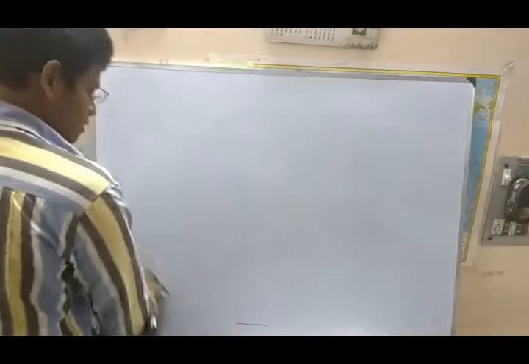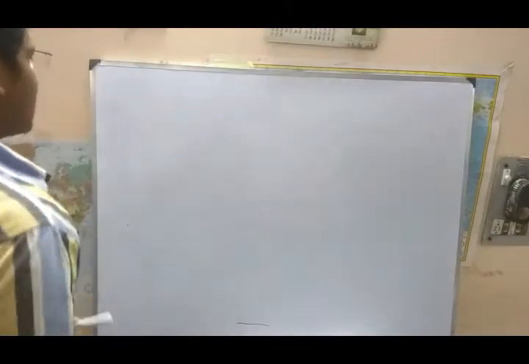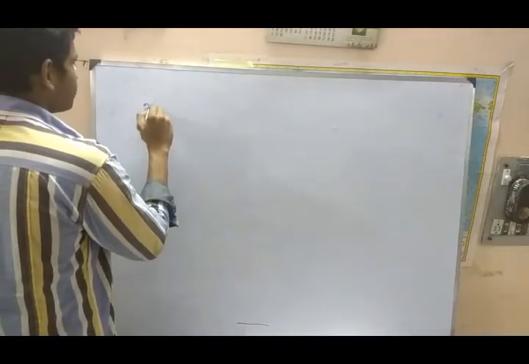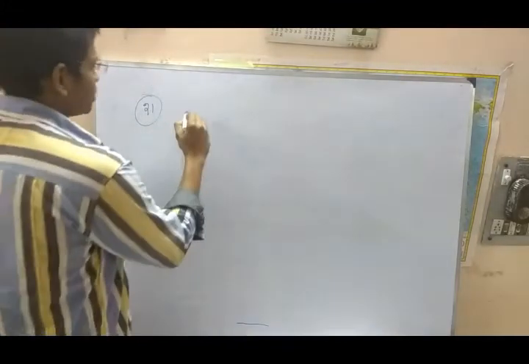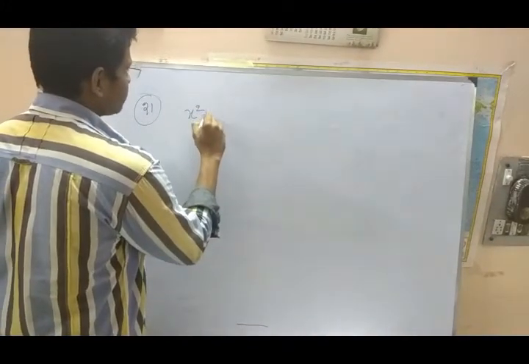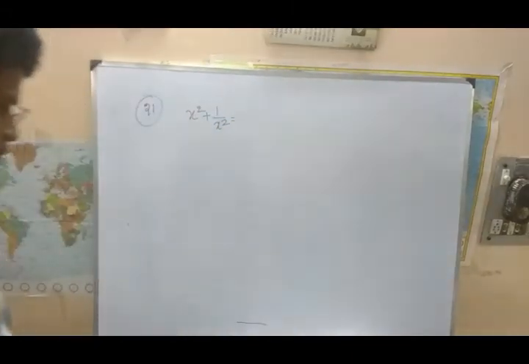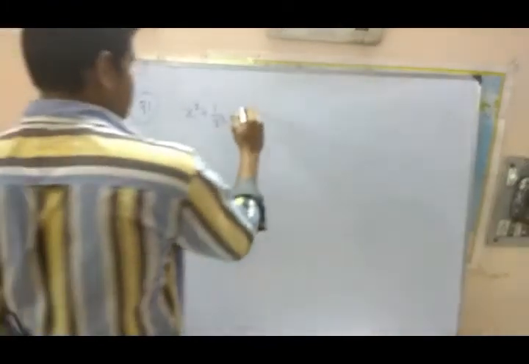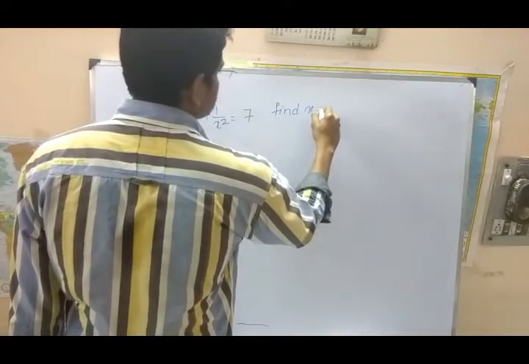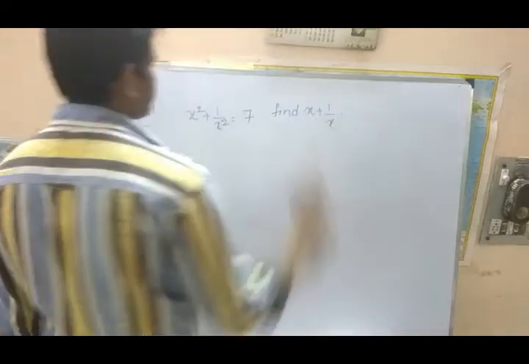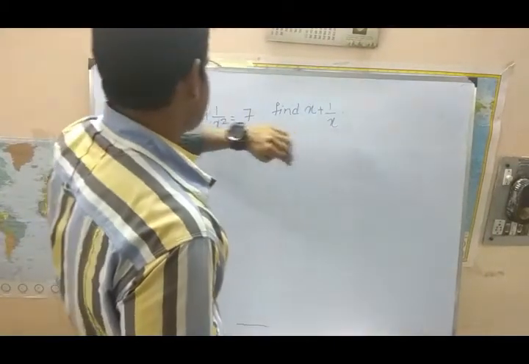Here, we will take it as 21st question. Okay, we will start from basics. What is the question? The question is x square plus 1 by x square, we will take 7. They ask us to find x plus 1 by x. So this is the given, and they ask us to find x plus 1 by x.